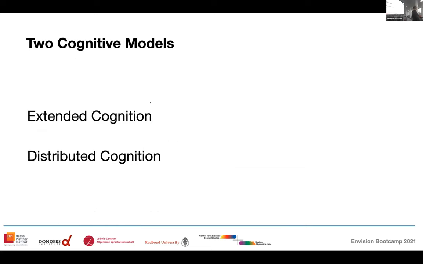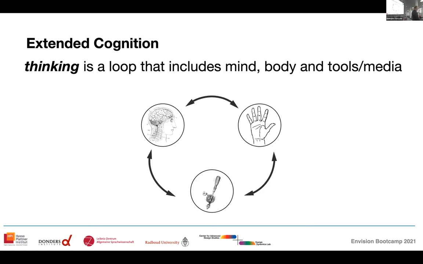There's two cognitive models. One is extended cognition, and the other is distributed cognition. For our purposes, extended cognition is that for a single person, thinking is a loop that has to do with their mind, their bodies, how they move, and the media, the tools that they use. And this is a loop. These are feedback loops of different kinds.